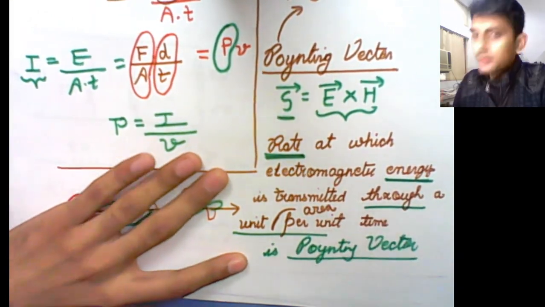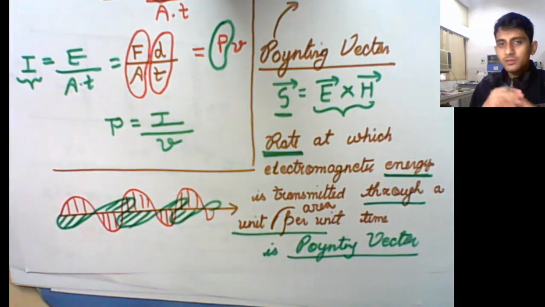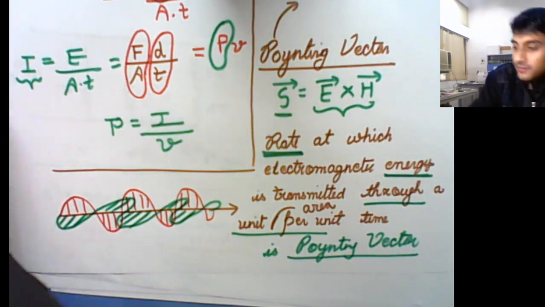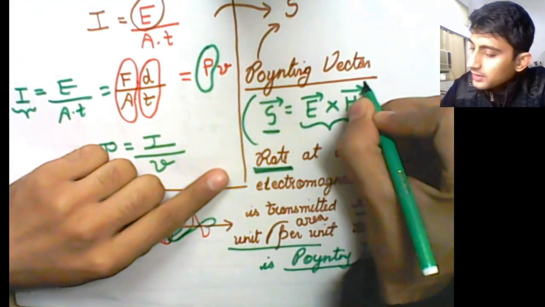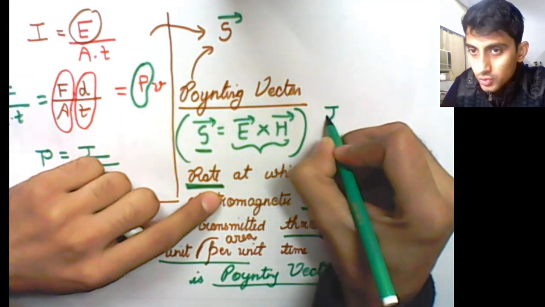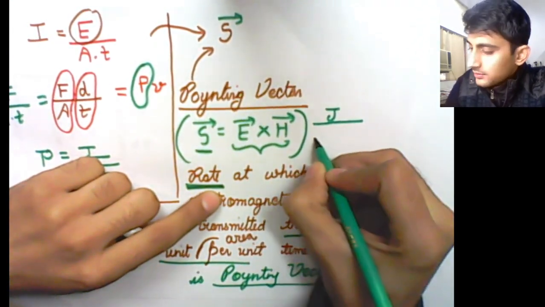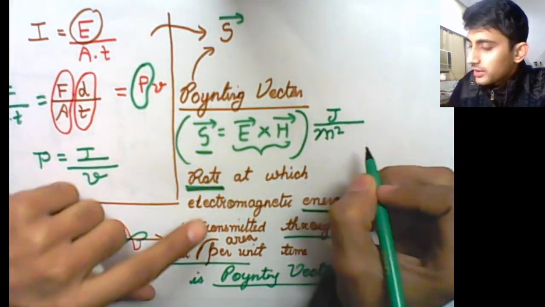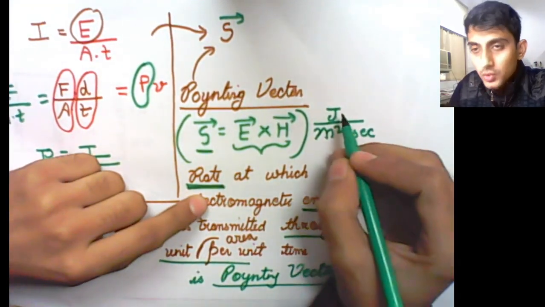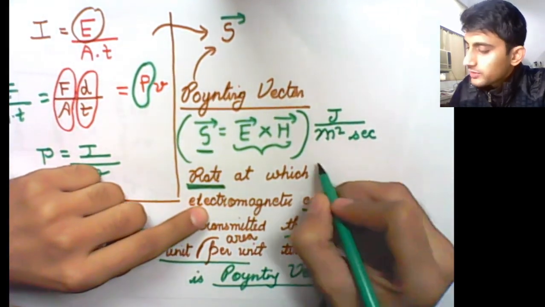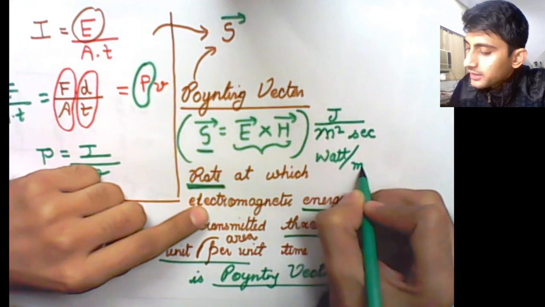Okay, we have to do a very detailed derivation which is slightly complicated, but that we will do in our next lecture. By the way, what will be the units of the Poynting vector? The unit of energy is joule, the unit of area is meter squared, and the unit of time is second. So you can say joule per meter squared per second, or joule per second is nothing but watt, so you can say that the Poynting vector is equal to watt per meter squared.